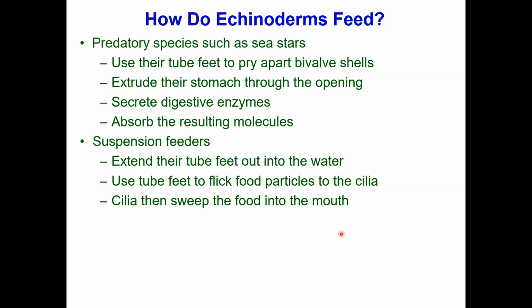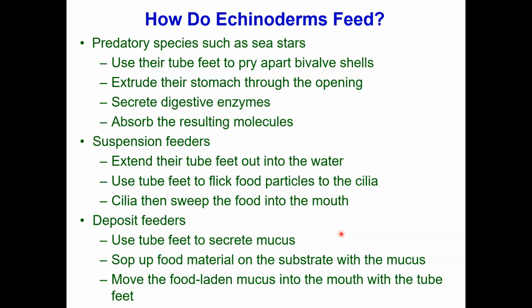Okay, back to the lecture. Suspension feeding is another mechanism by which echinoderms feed. In this case, they extend their tube feet out into the water, and they use the tube feet to flick food particles suspended in the water column. Those suspended food particles are then channeled towards cilia present on their body, and the movement of the cilia channels those food particles towards their mouth.